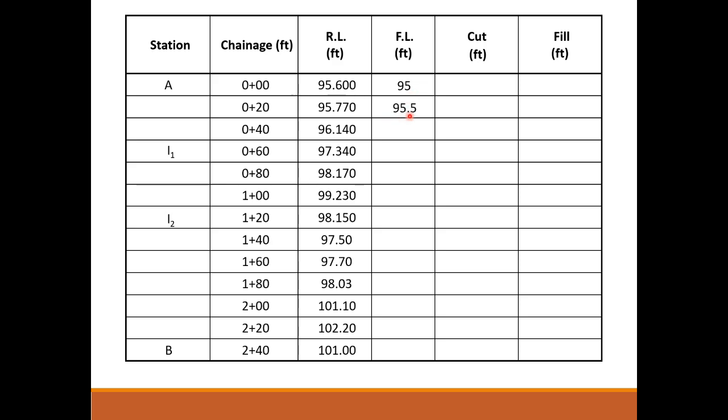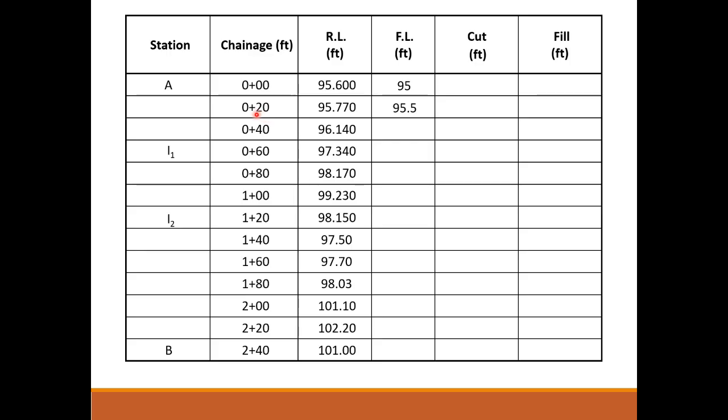The second point will be calculated as 95.5. How this value comes? Okay, formation line, first point is 95. We just took the information from the question, plus 2.5% gradient is given, which means you should multiply 0.025 with the chainage. Okay, chainage is 20 feet. It means 20 multiplied by 2.5%.